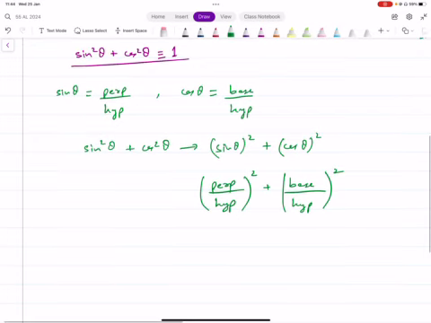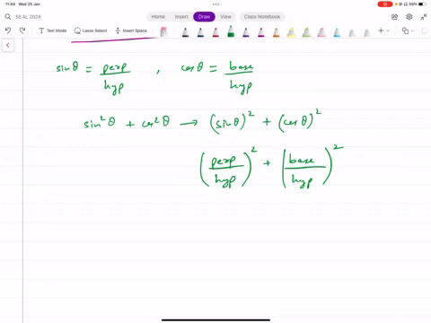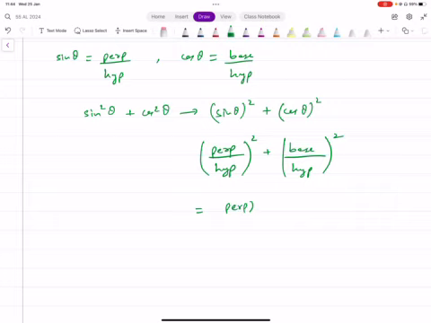So we want to evaluate what sine square theta plus cos square theta is. In place of sine theta, we input perpendicular over hypotenuse. And in place of cos theta, we input base over hypotenuse. Now, what do we have in the numerator? We have perpendicular square plus base square. And the denominator is same. So the LCM is also going to be that, hypotenuse square.